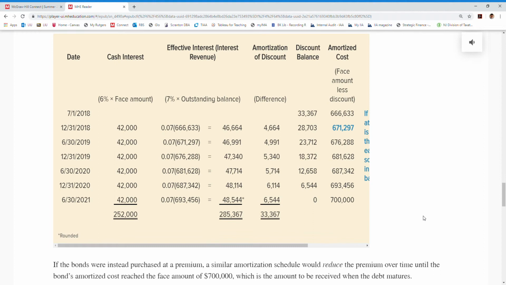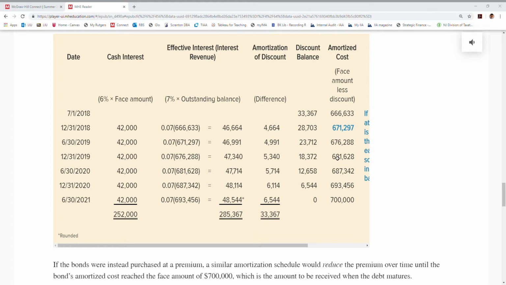I encourage you to build this Excel file from scratch and also work with the discount and the premium to practice these accounts and understand the journal entries. That is really our goal, to understand the journal entries. So this is the amortization table that we just discussed.